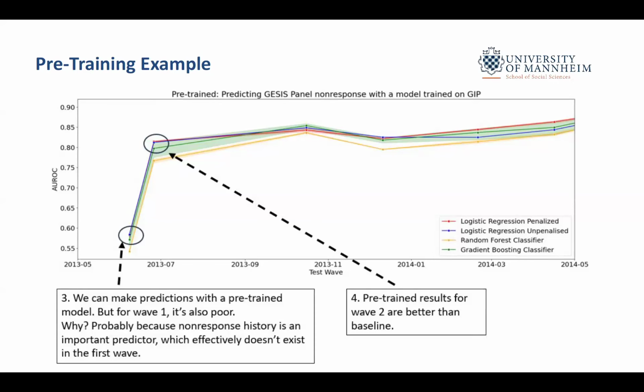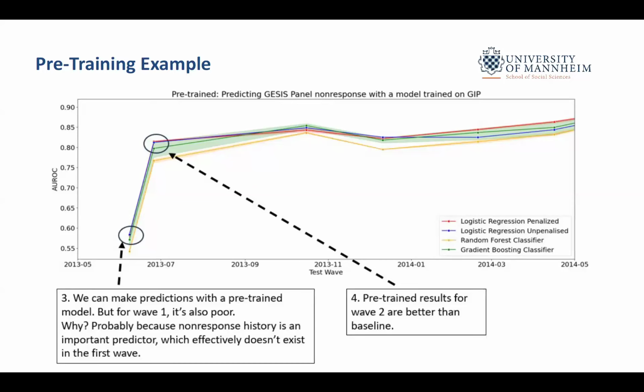Like I said, the worst possible AUROC score you can have is 0.5. And these are 0.55 to 0.6. So pretty terrible. What's going on here? Well, we're going to see later that non-response history is extremely important. Non-response history is an extremely important predictor of future non-response behavior. And as of wave 1, there is no non-response history to exploit. But as of wave 2, now we know who didn't respond in wave 1 and who didn't respond in wave 2. We have this absolute bare minimum amount of non-response history to exploit.